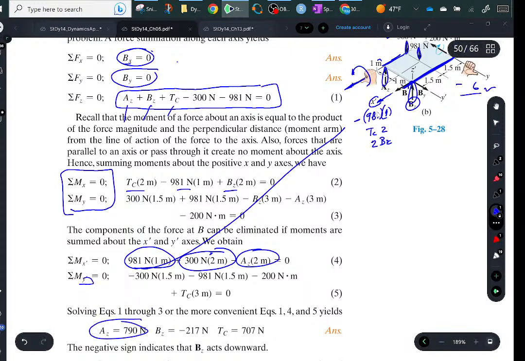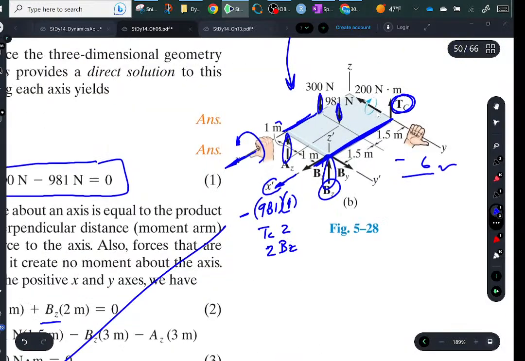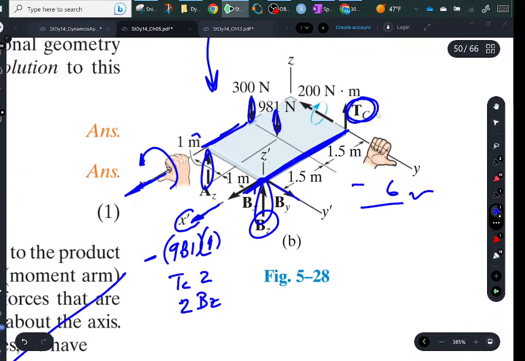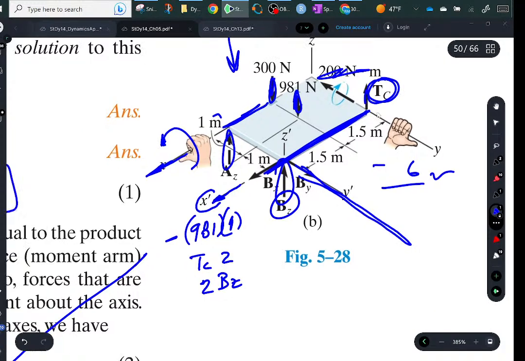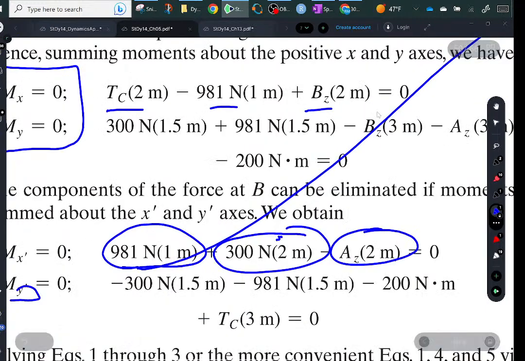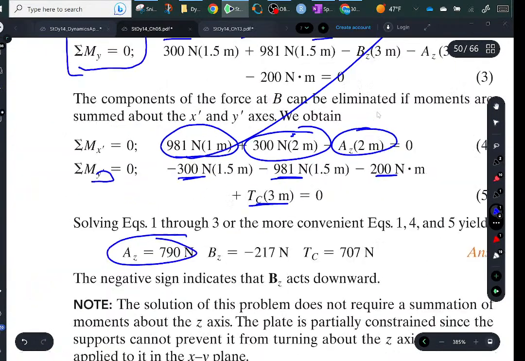Then the Y prime, he's deciding to do it about the Y prime. So he does it about the Y prime, about this axis. So there should be the 980, the 300, the 200, and then the TC. And from that, he gets the remainder of the 3.